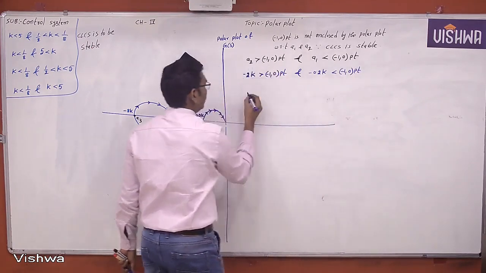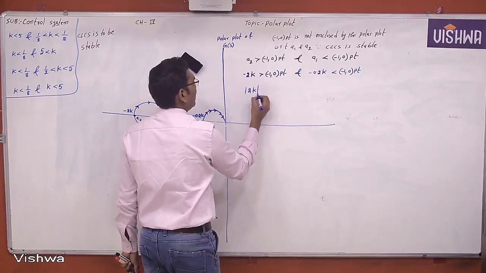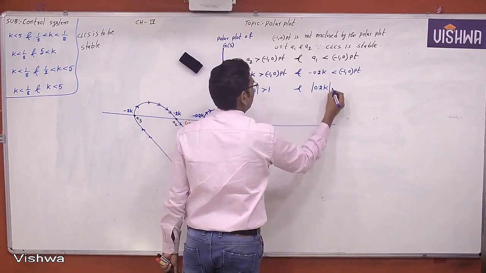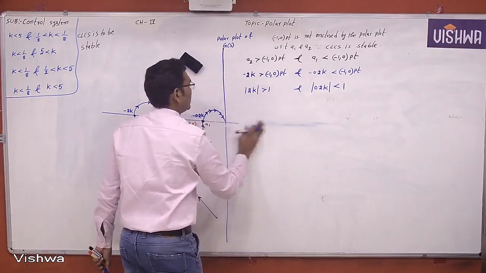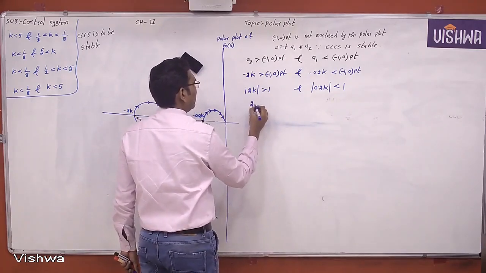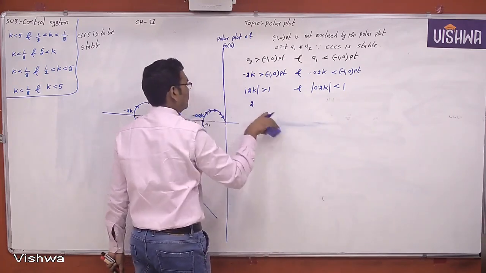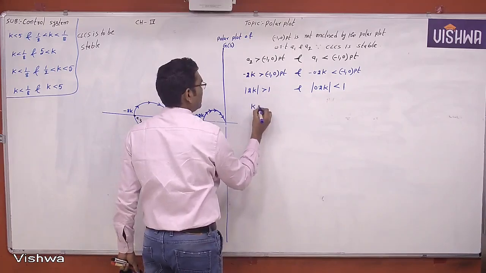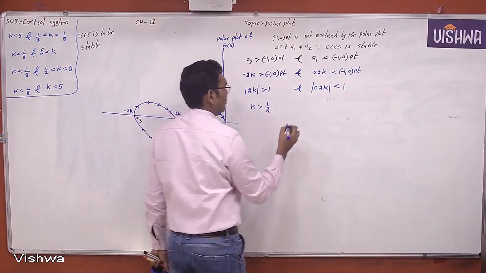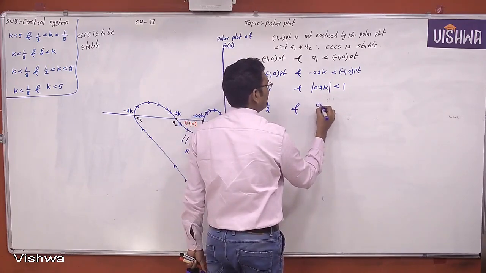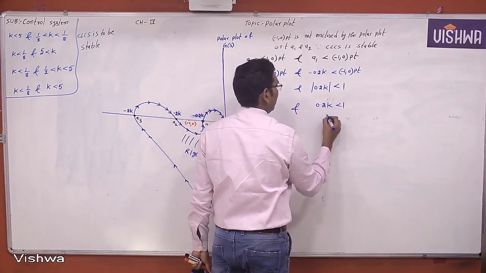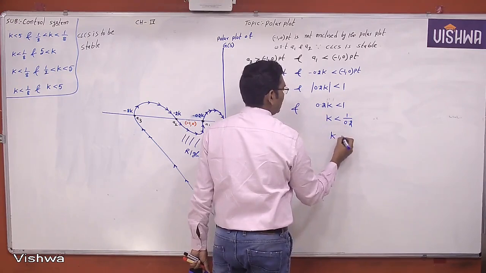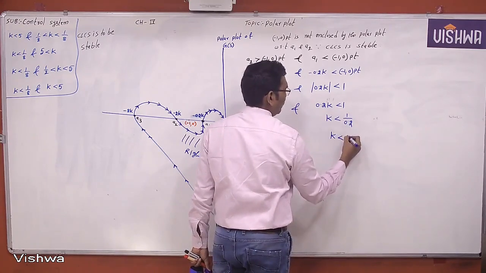I want the magnitude, so the magnitude of 2k is greater than 1, and magnitude means minus will become plus. Therefore, 2k is greater than 1. What is k? So k is greater than 1 by 2. And 0.2k is less than 1, so k is less than 1 by 0.2, and k is less than 10 by 2, which is 5.